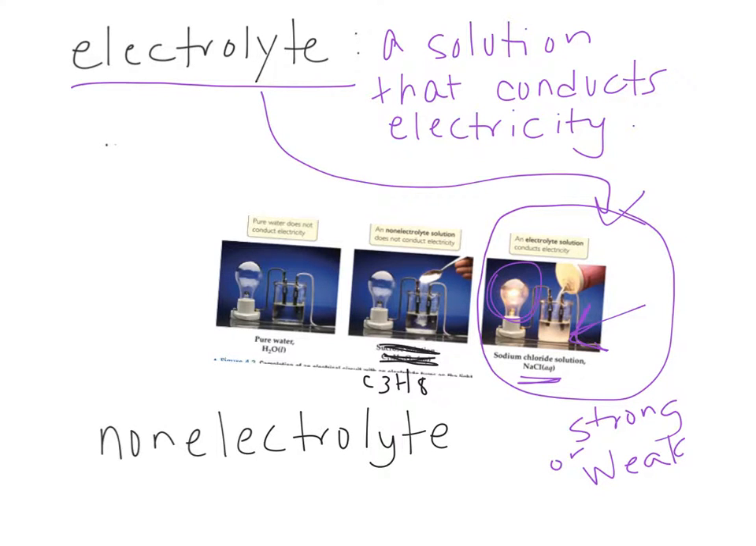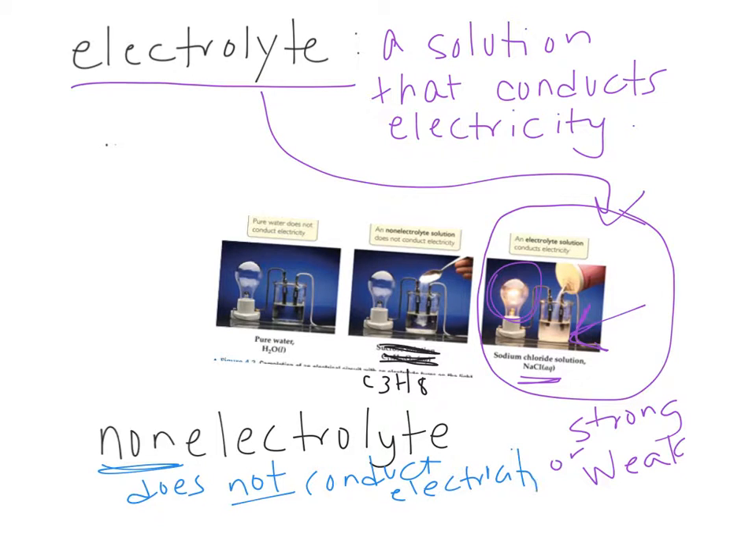As you might have guessed, a non-electrolyte is a solution that does not conduct electricity at all. These two solutions are non-electrolytes. No, the light bulb is not on, even though the probes are in water. This is pure water. It does not conduct electricity. Pure water is just water with nothing dissolved in it.